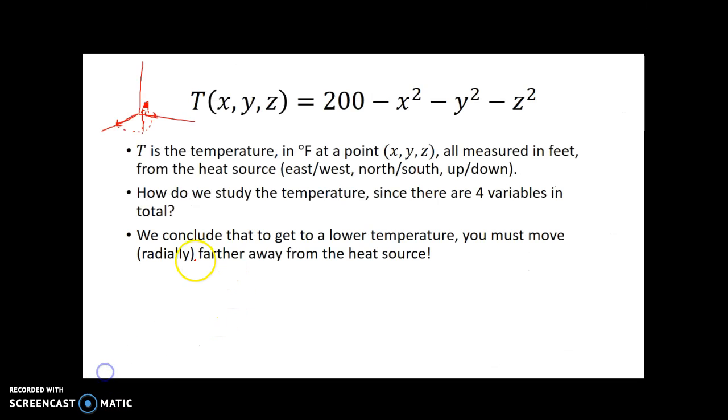So what we've established is that to get to a lower temperature, you must move radially, as a radius from the center. You must move farther away from the heat source in any direction, really, as long as you're moving away from the origin, which is where the heat source is located. All right, so that's the idea of plotting. Again, it gets more complicated, more sophisticated, but really we're just changing the 3-dimensional shape every time we fix the value of the output variable. In this case, the output variable is temperature.